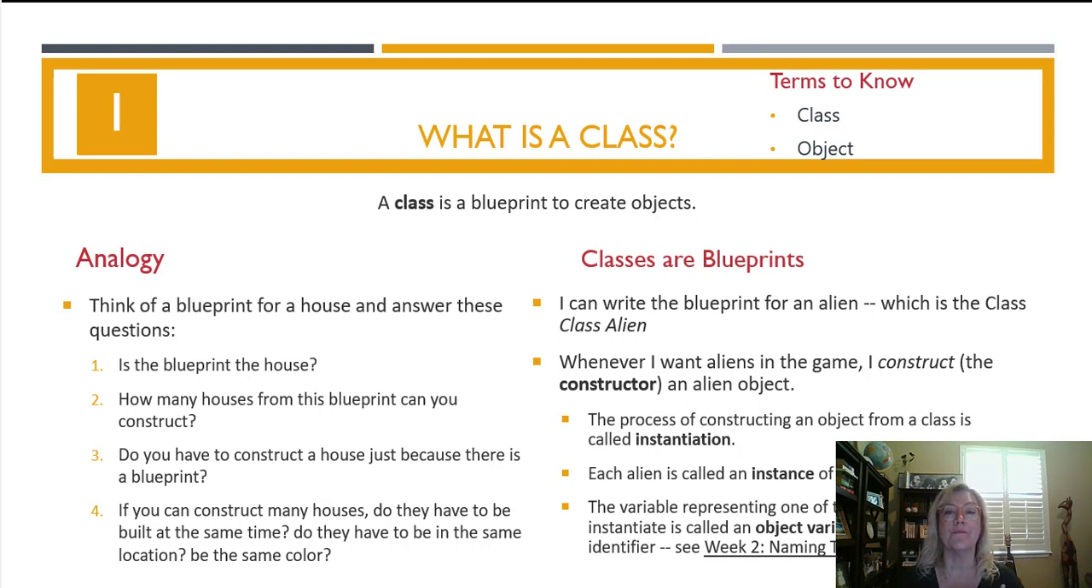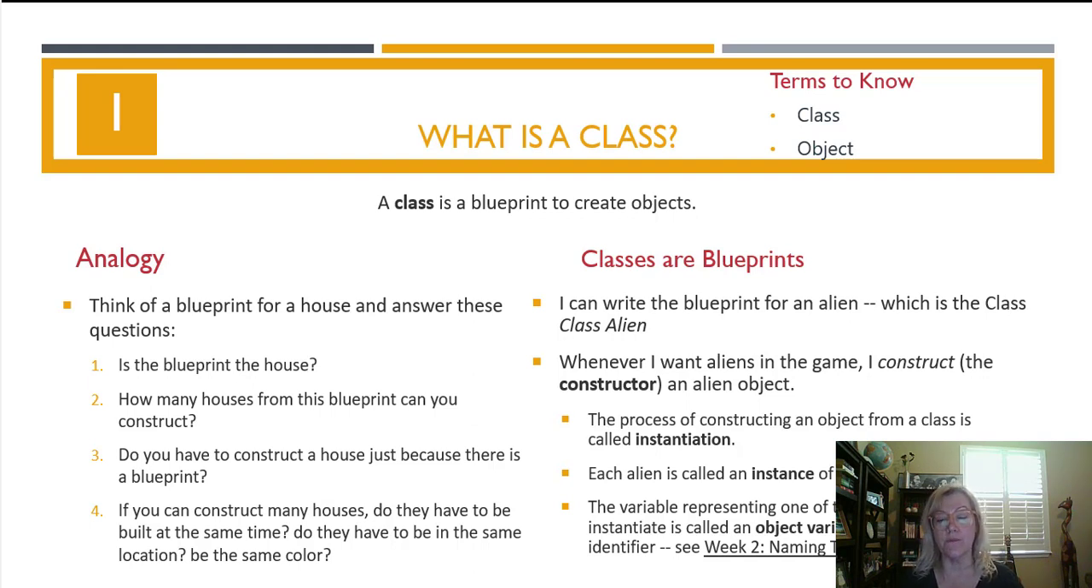We're starting with the exception, but we're moving on to the rule that the class is a blueprint to create objects. The best analogy in computer science for this is a blueprint for a house. So think about this. Is the blueprint the house? No, it's just directions on how to build the house. How many houses can you build? From one blueprint, I can build an infinite number of houses. Do you have to construct a house just because you have the blueprint? No. If you can construct many houses, do they have to be exactly the same? No, because they're going to be in a different location, they may be a different color, etc.